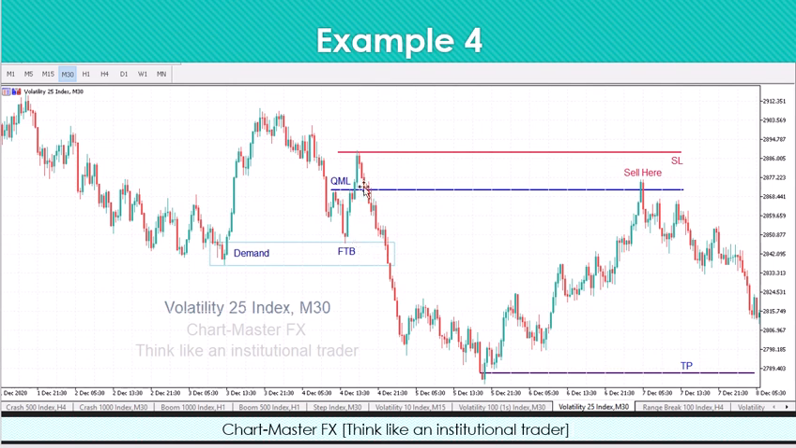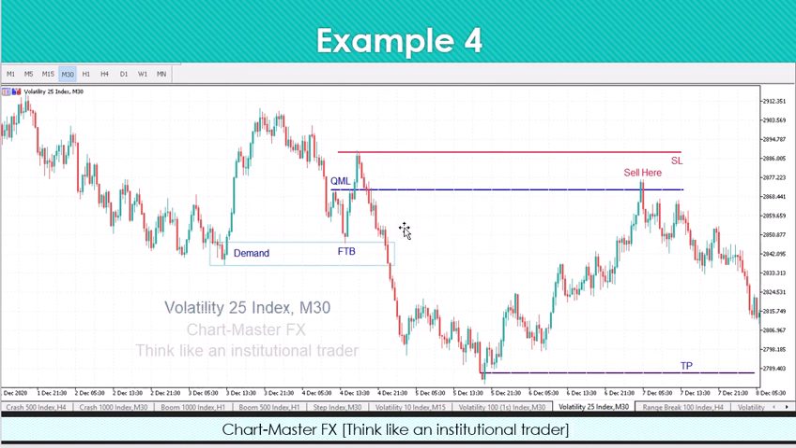So the price went up and created a QM. There was a QM level here and a higher high, so we have a QM. So once the price engulfs the demand, then we wait for the price to come back to the QM level. Once the price comes back to the QM level, then you can place your trade and put your stop loss just above the higher high here of the Quasimodo.